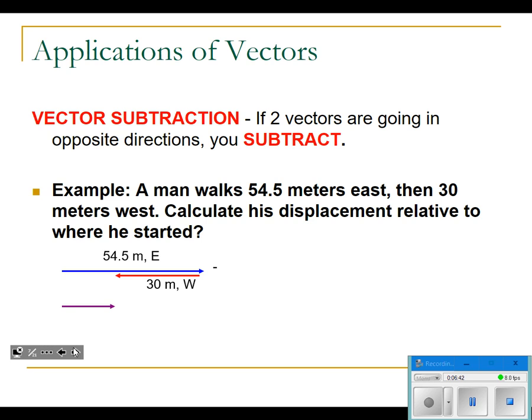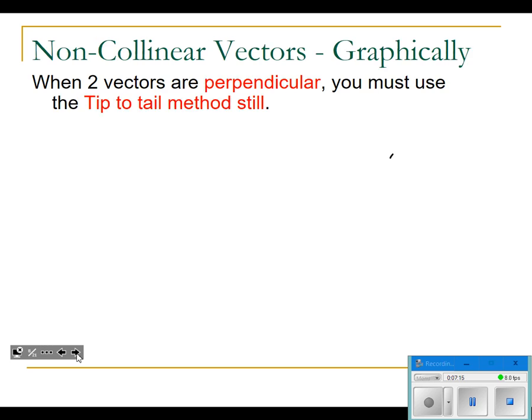Again, we do them tip to tail. Notice the blue one, I started the red one at the tip of the blue one and went backwards. For the resultant, my purple one, I always start with its tail where I originally started, and then run it up to where I finished. That's the only time the tails are together and the tips are together, when you have the resultant. When I do that subtraction, I end up with 24.5 meters east, because I was going more east than I was going west. So that tells me both the magnitude and the direction.